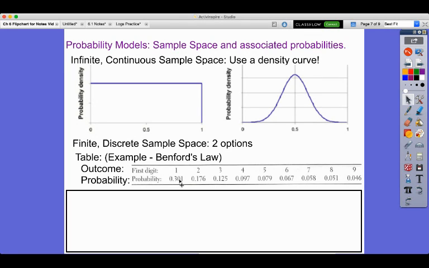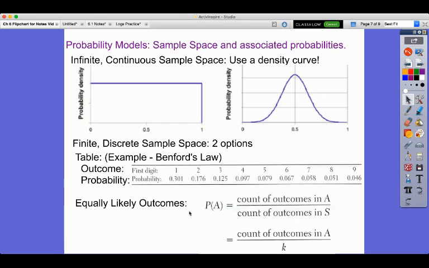But if you look, there's a 30% chance that the first digit's a 1 and a 17% chance that the first digit's 2. There's almost a 50% chance that it starts with a 1 or a 2. That's crazy. It's called Benford's law. I'm sure I'll talk more about it in class. But the outcomes are listed here, and there's a finite number of them, so we can list them all. And the associated probabilities are listed here. So it's the sample space and associated probabilities.